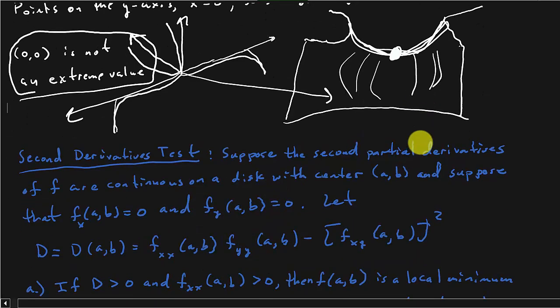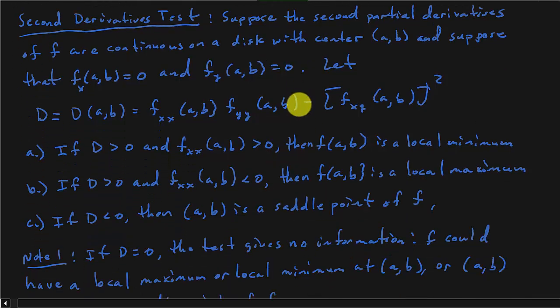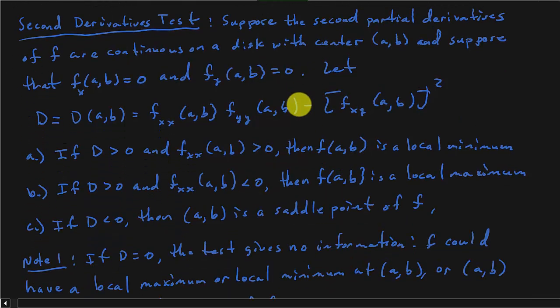And, you know, I guess some of them could be difficult to see. We wouldn't want to have to go through that every time. And so here we have it. We have the second derivative test. And this is a way to determine if it's a local max, local min, or saddle point.